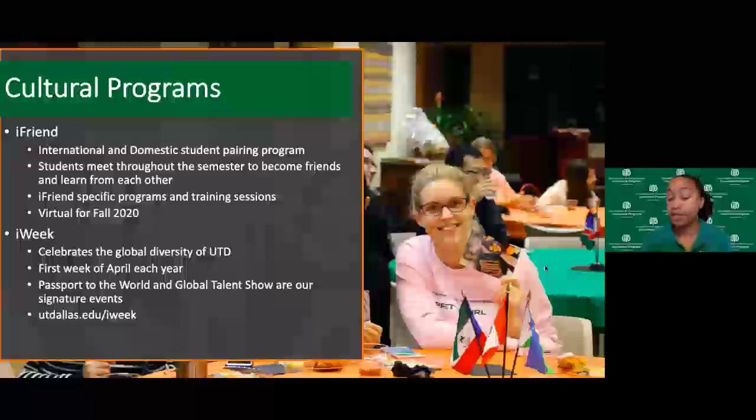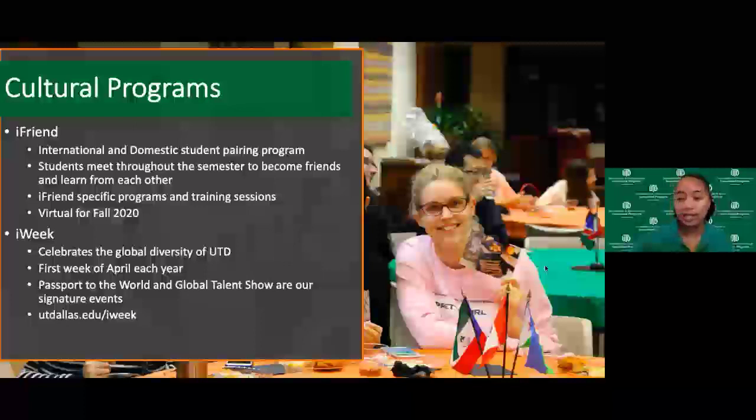We also have Global Talent Show, which is usually held towards the end of iWeek. Global Talent Show is an opportunity for individuals and cultural orgs to display their culture through performance art. So if you are talented in any way, or if you like to display your culture, please look into being a part of these events. For information about the events that we have, you can go to utdallas.edu/iWeek. Next slide, please.